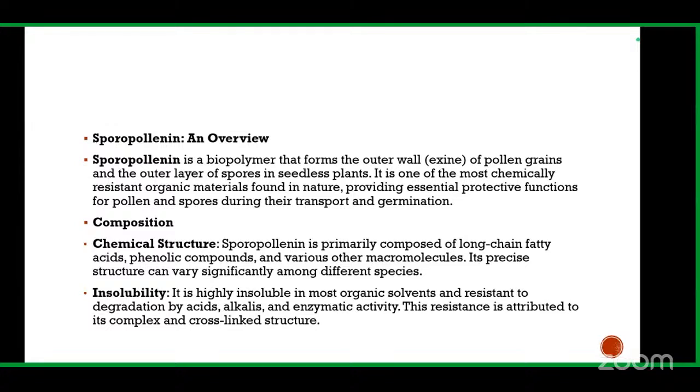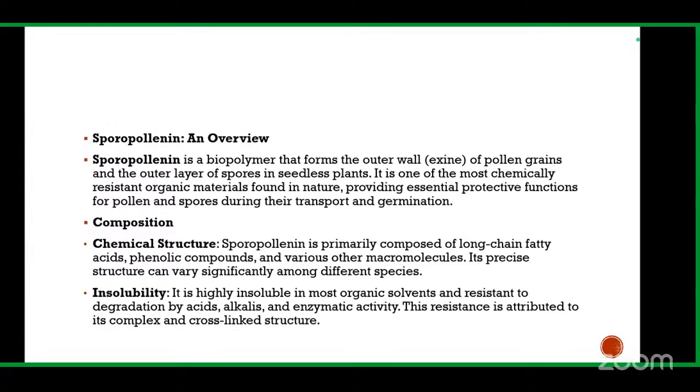What is the composition? Sporopollenin is primarily composed of long chain fatty acids, phenolic compounds, and various other macromolecules, and its precise structure can vary significantly among different species. So sporopollenin is made up of what?